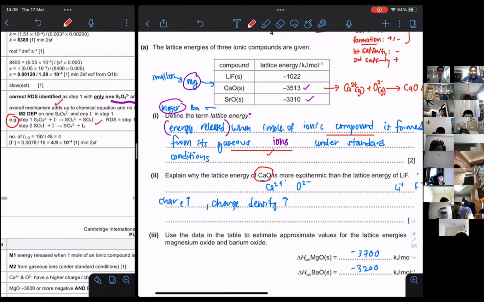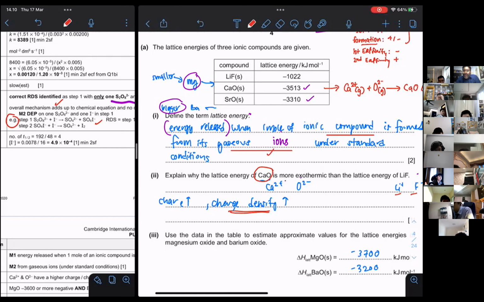If you look at the attraction, it must depend on the charge density. The formula for charge density is charge divided by radius. We use this quite often. You do not need to worry about the radius of Li and F if the charge itself is different. You follow the charge, because last time I told you charge is the dominant factor.